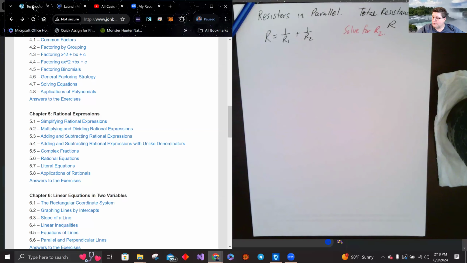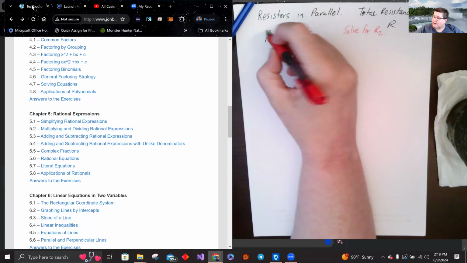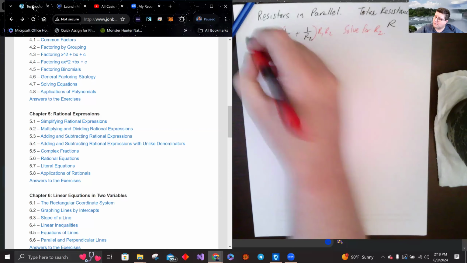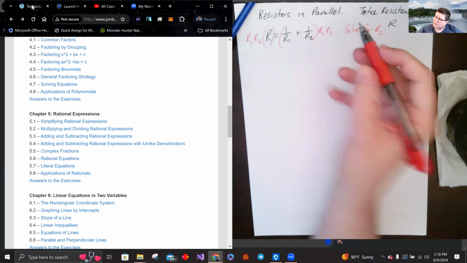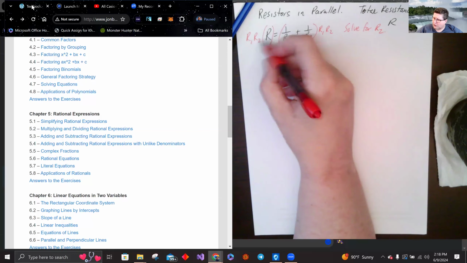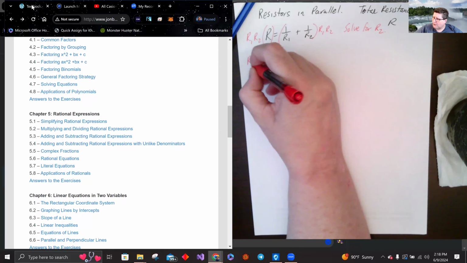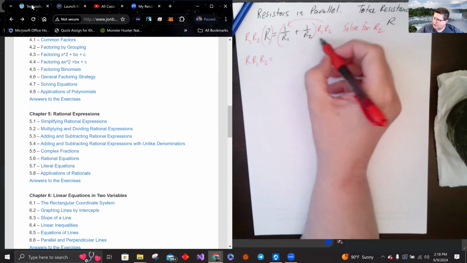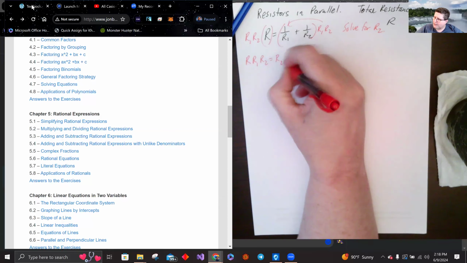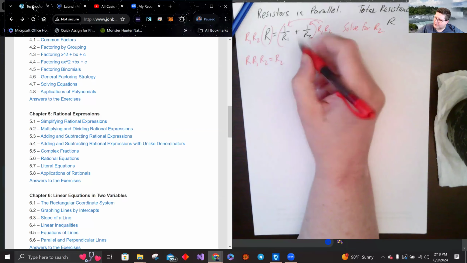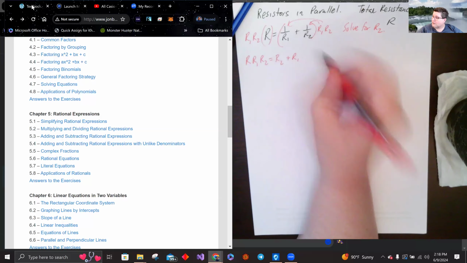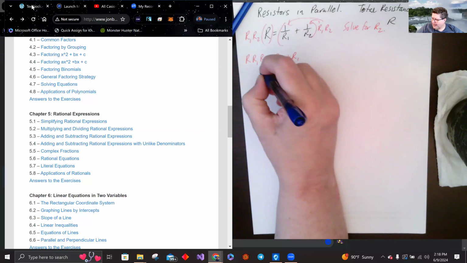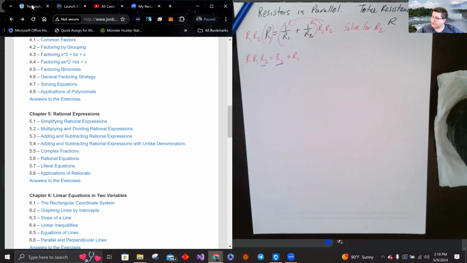All right, so same method, clear the fractions. We can see the LCD is R1, R2. And I will write the R2 last. So I've got R, R1, R2 equals, I distribute here, the R1 cancels, I'm just left with R2. And I distribute here, the R2 cancels, and I'm just left with R1. And I'm looking for that bad boy. That's what I want to use.